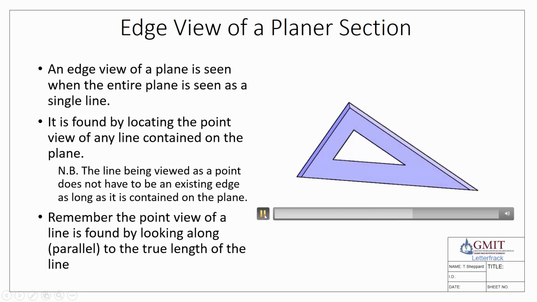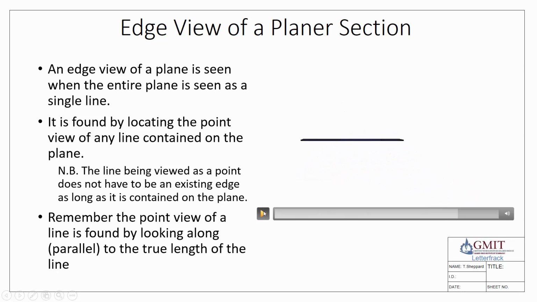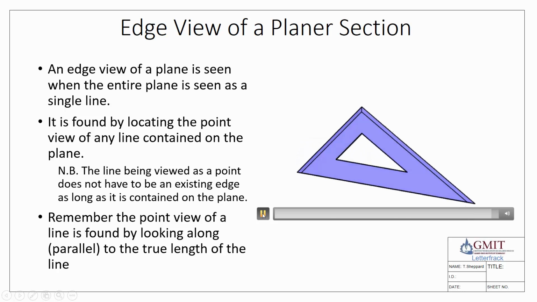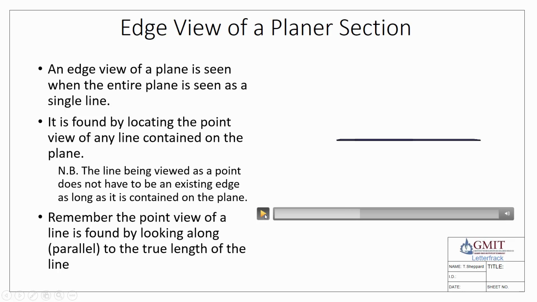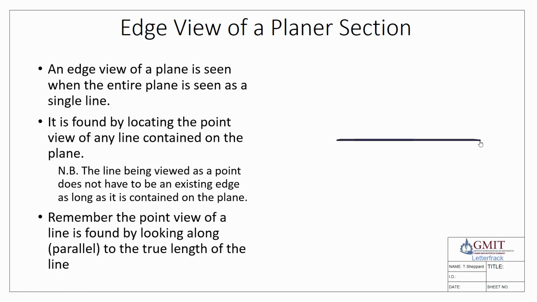So let's do that. There we can see we have a point view of the edge, and we have an edge view of the entire plane. It doesn't matter which edge we pick for that. We can do the same if we took this edge here. We can see there we have a point view of the edge, and we have an edge view of the plane itself. So as many edges as you can. And say if you don't have an existing edge that you want to use, you can draw another line on it. As long as it's on the plane and we see it as a point view, this will work.